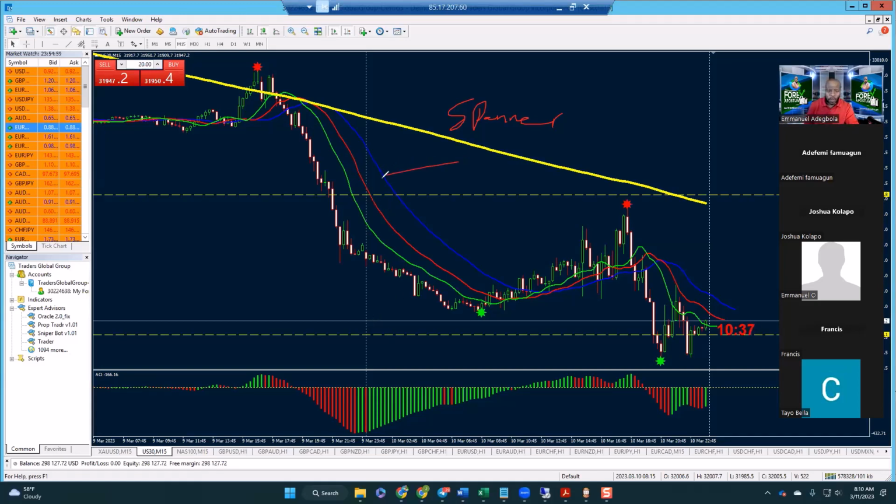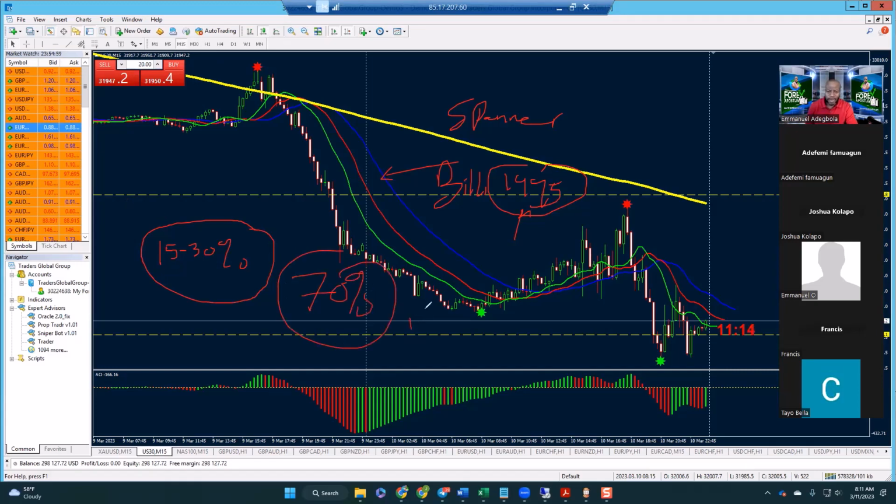So why are we talking about this? Bill Williams wrote about these indicators officially in 1995. When you look at that, 1995 is still very early compared to most of the indicators that were found in the early 90s. So he discovered that markets actually trend 15 to 30% of the time. So it therefore means that over 70% of the time, markets do what? Market ranges.